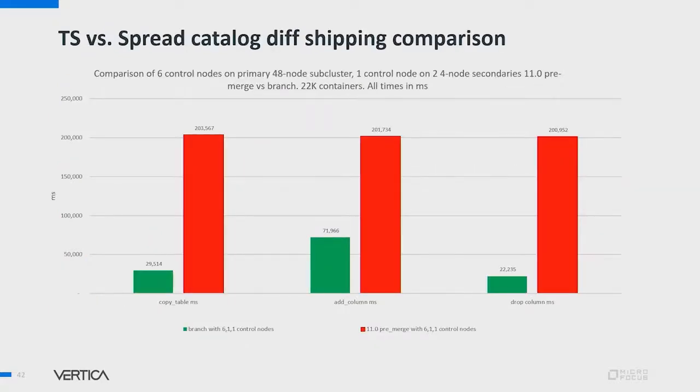So here is the result of an experiment we did in-house for certain operations like copy table, add column, and drop column. We chose those operations because they often result in large catalog diffs being generated. The right bar, the red bar here, is the pre-improvement result, where you can see that passing the data through Spread results in very poor performance. At the same time, when we start using transfer service, the left, green bar here, this results in an order of magnitude improvement. And this has been merged to master, so this is going to be available in Vertica 11.